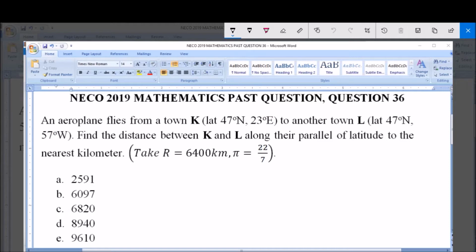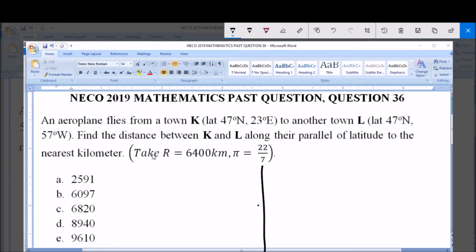So we have A 2,591, B 6,097, C 6,820, D 8,940, and E 9,610.